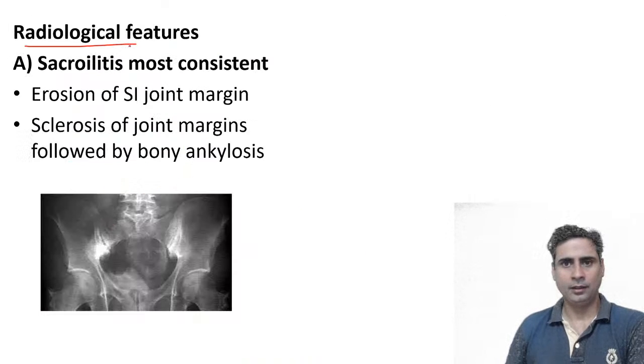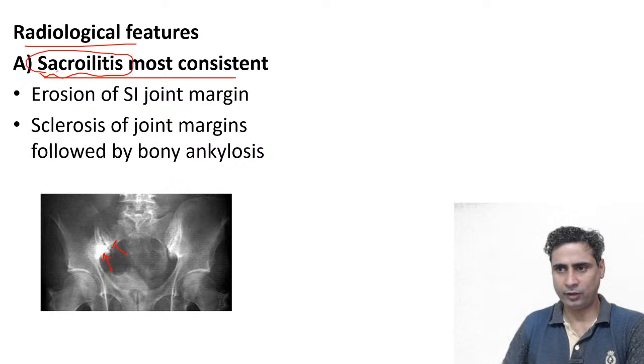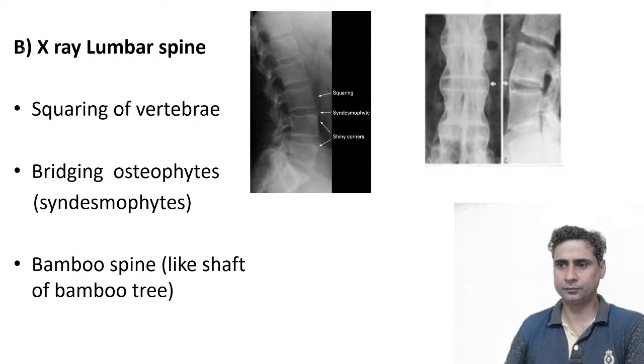Radiologically, the earliest manifestation will be sacroiliitis, where you will find erosions in the sacroiliac joint and sclerosis around the sacroiliac joint. So erosion and sclerosis around the sacroiliac joint, that is sacroiliitis. And some of the findings in the spine.